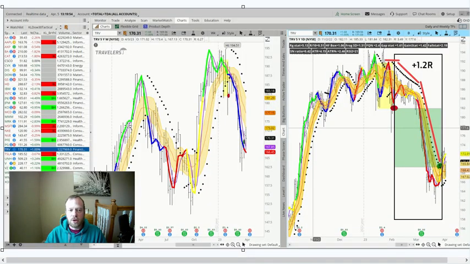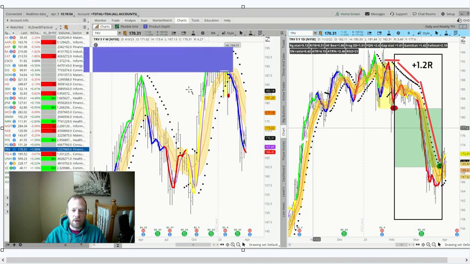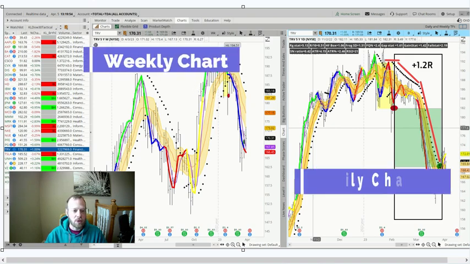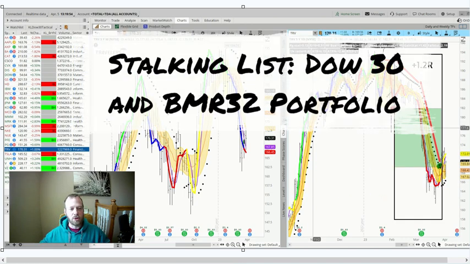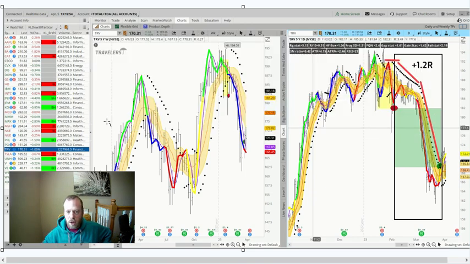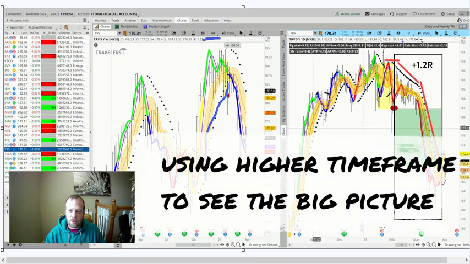So what we were using here was a combination of the daily and weekly time frames. Our basket of symbols that I had been stalking was the Dow 30, all the 30 symbols in the Dow 30, as well as 32 from our BMR 32 portfolio. And what I liked about this one was that we had this big move up here. This is on the weekly. Over here is the daily, so we're doing kind of a higher time frame analysis.